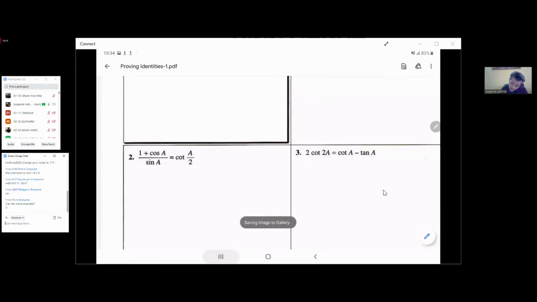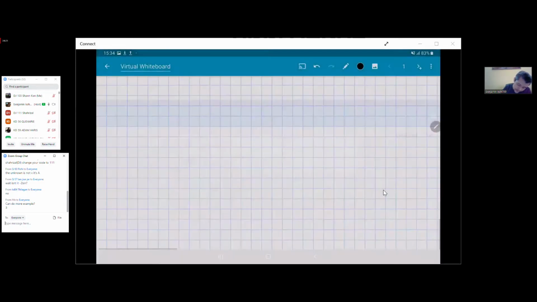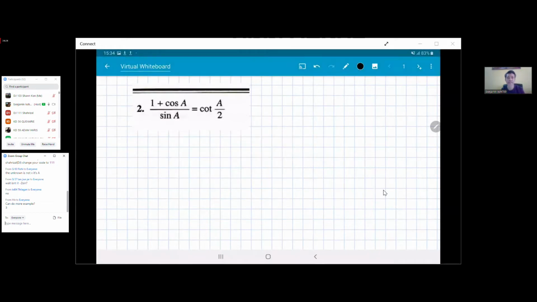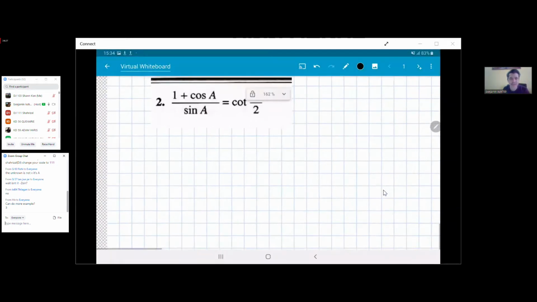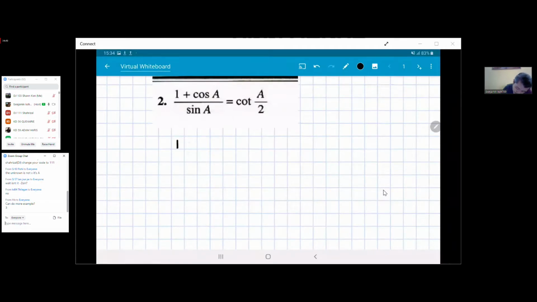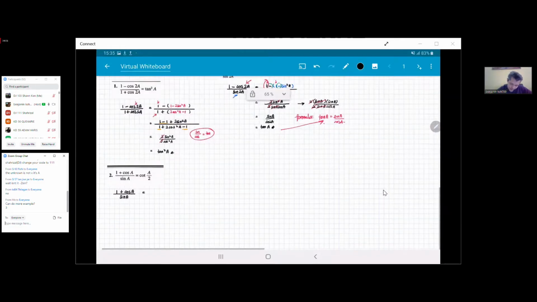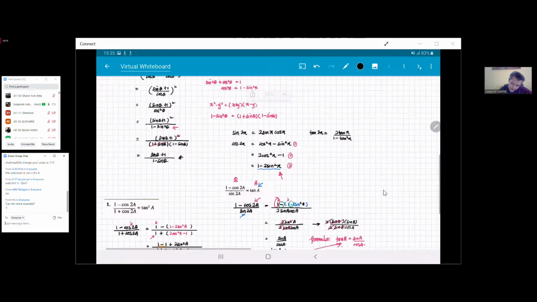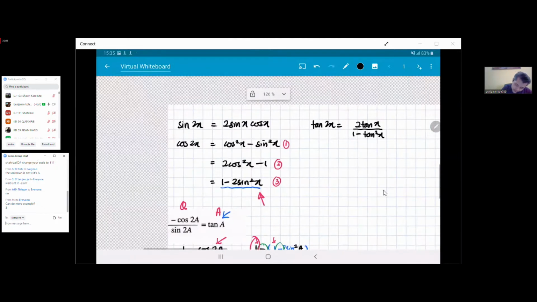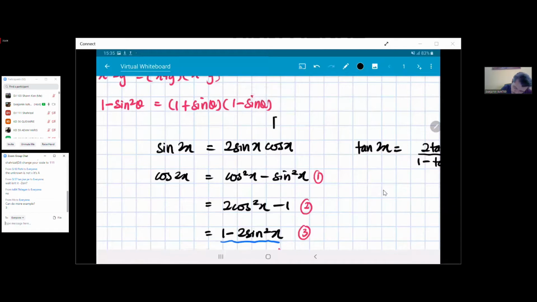For question number 2, we are now looking at this. We need to start from the left-hand side. This is 1 plus cos A, bawah dia ialah sin A. Now, what formula am I going to use? Remember I told you that we have a formula called double angle formula. So now let's come back to the formula. I want you to relate this formula to something else. Whatever I wrote here is called double angle formula.